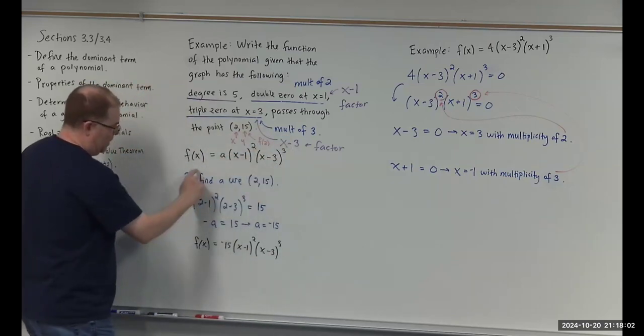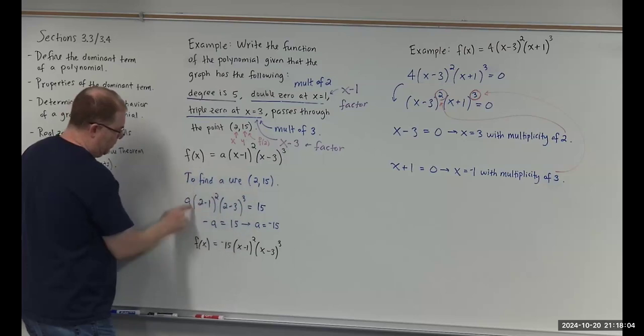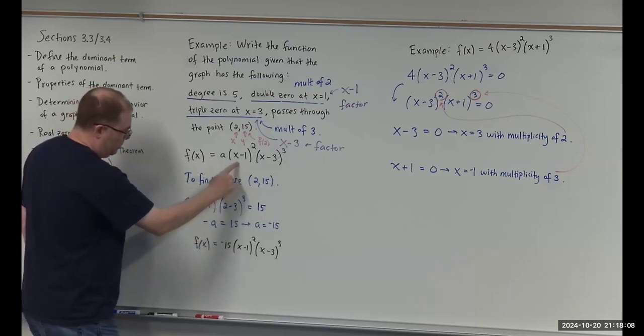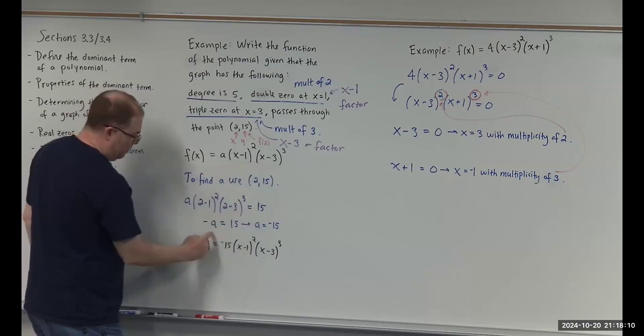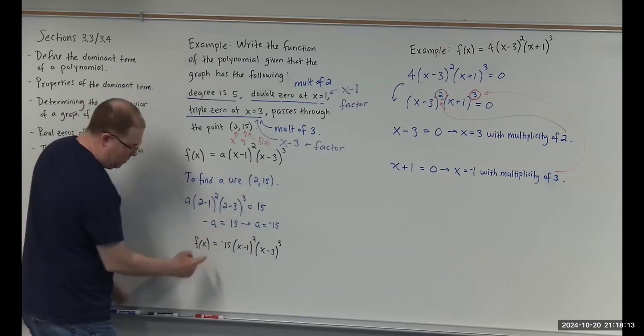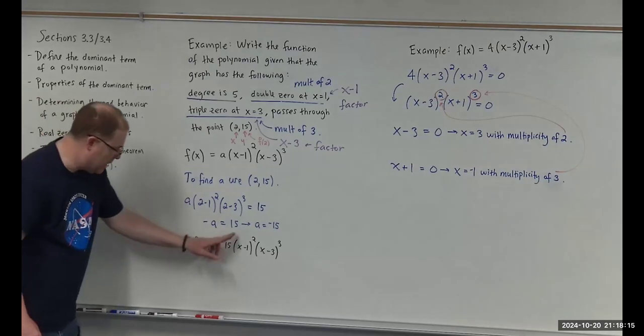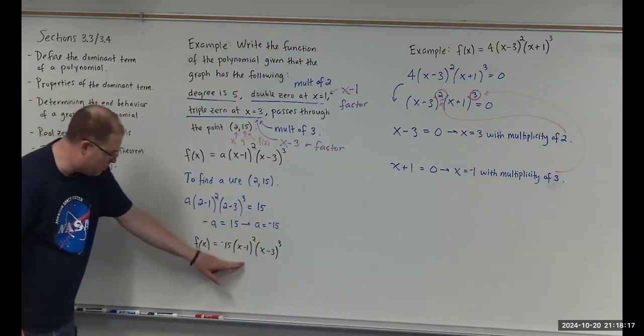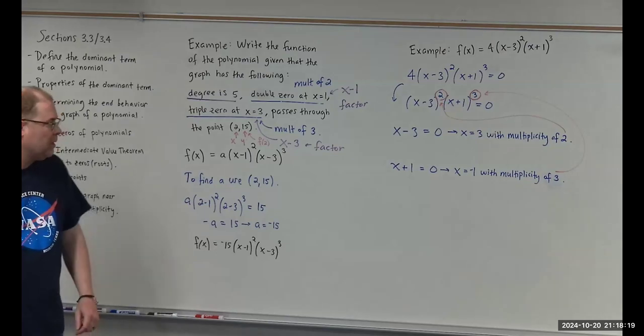Then we plug 2 and 15 into here. So 15, you have a times 2 minus 1. So you plug in 2 here, okay? And then we end up with an equation with a in it. So a has to be minus 15. So therefore, there's a result, okay? All right.